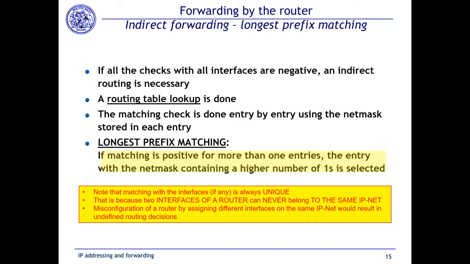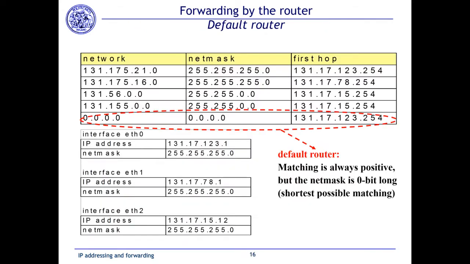Usually, if you have a router with a smart operating system, you will not be allowed to do it. Because if it would be possible, then you would have undefined routing decisions. Okay, so you don't have to apply longest prefix matching when you are looking at the interfaces, because the matching will be only one. Instead, inside the routing table, you can have more than one matching. Okay, this is very important to remember also when we will look at the algorithms for IP address lookup.